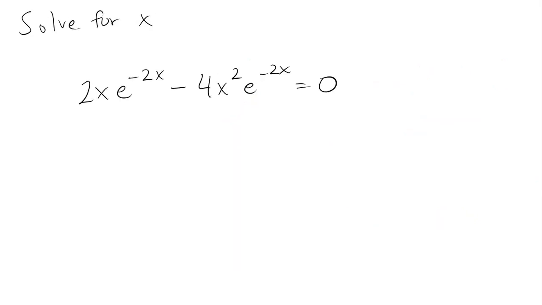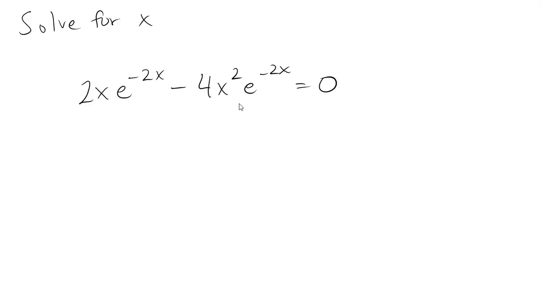Let's try another one like that, but with a little bit more work to it. This says 2x e to the negative 2x minus 4x squared e to the negative 2x equals 0. And before I continue, I want to point out that these equations aren't completely contrived. Each of these would be the result of some calculus steps. There would be a calculus problem that would involve stuff like this. So those of you headed to calculus will see this in the future.